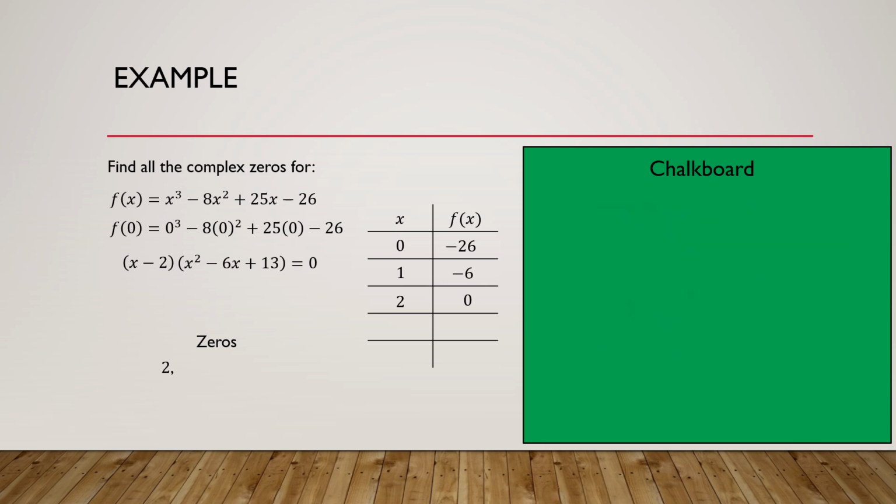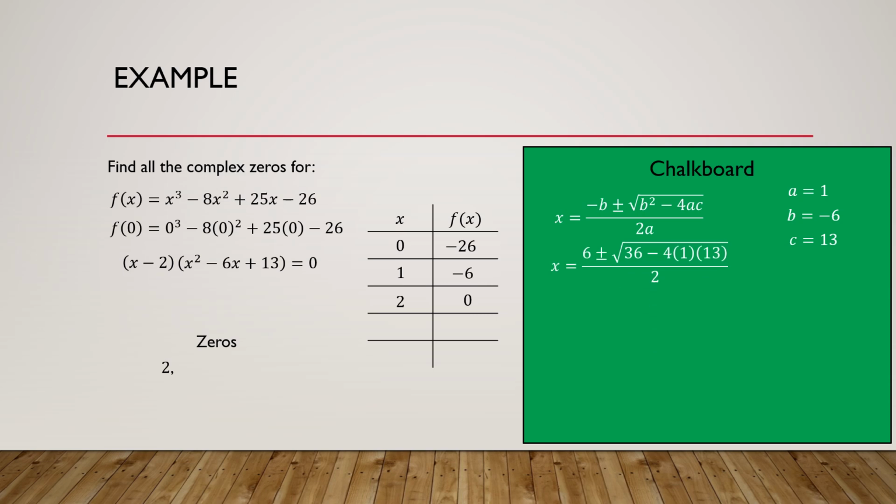x squared minus 6x plus 13 is not easily factorable, so let's use the quadratic formula to find the two remaining zeros. The formula starts with x is equal to negative b plus or minus the square root of b squared minus 4 times a times c all over 2a. In this case, a will be 1, b will be negative 6, and c is 13. Fill in the values and simplify.